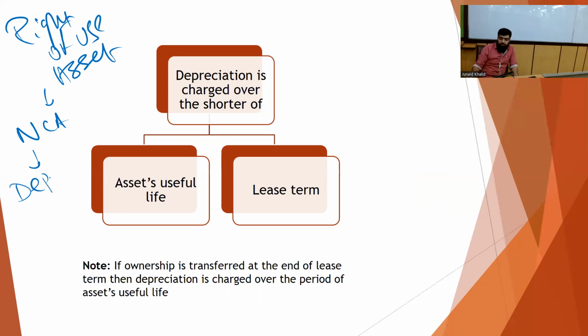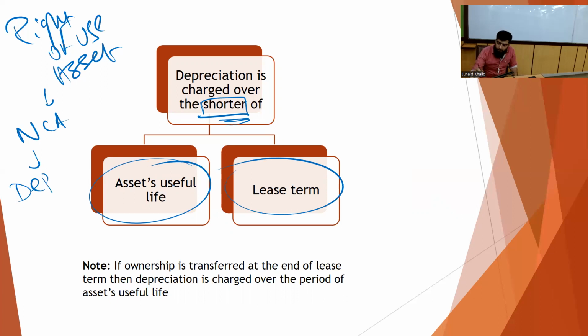So what is the rule for the depreciation mentioned in IFRS 16? Depreciation is charged over the shorter of. It means if you are going to calculate the depreciation, we need life. Now life would be the shorter of what? Asset's useful life and the lease term.